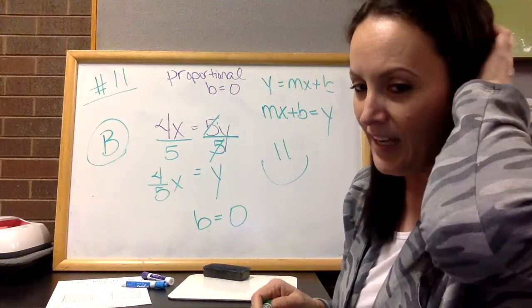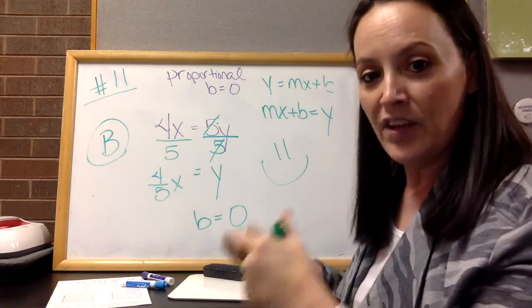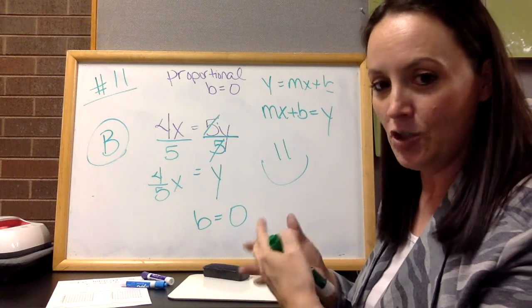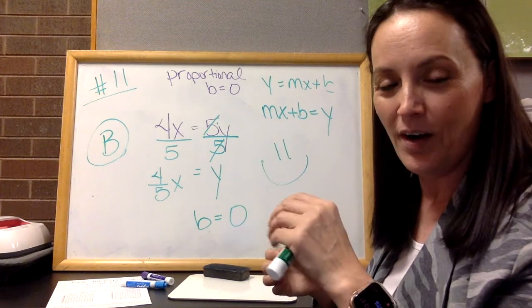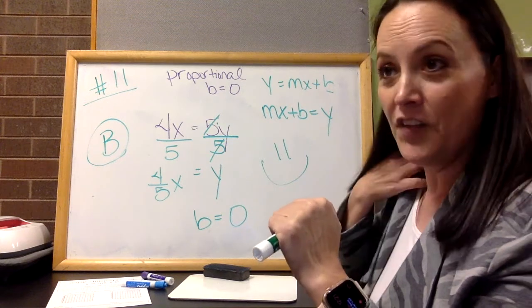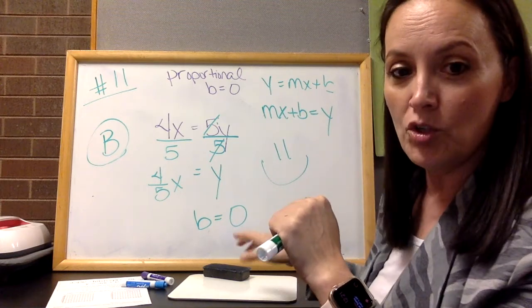So what you guys are really spying for is that value that's not attached to x. There's a value that is not attached with an x. It's just a normal number. There's likely to be a y-intercept. And if there's a y-intercept, you got something that's non-proportional. So for number 11, you should have said B.